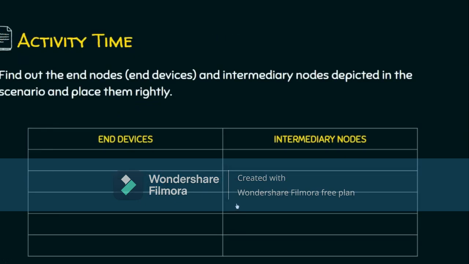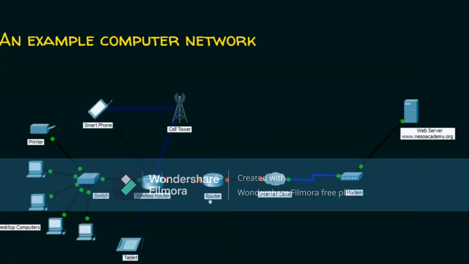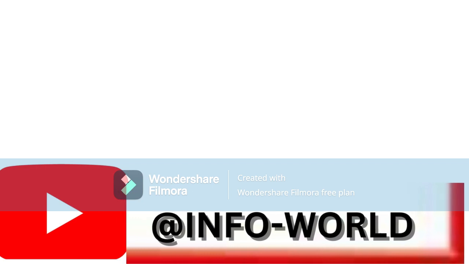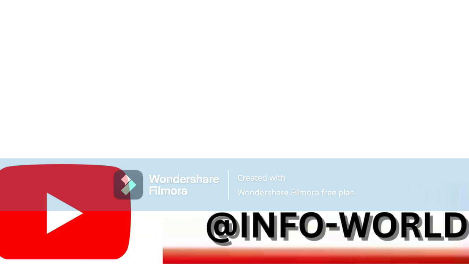And there is an interesting scenario for you. You have to find out what all the end devices used in the scenario are and what the intermediary devices are. After finding out all the end devices and the intermediary devices, just list them out like this on your paper. So I am showing this scenario for you. Please take a piece of paper and note down all the end devices and intermediary devices. Please pause this video for a while and carry out this task.